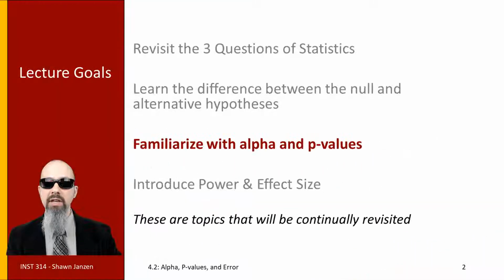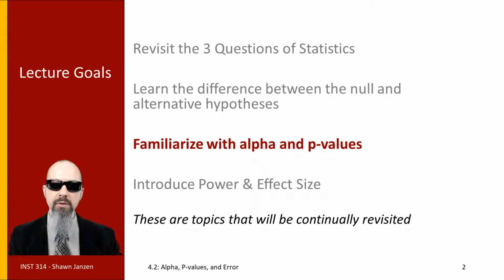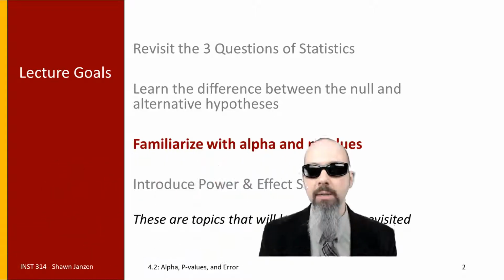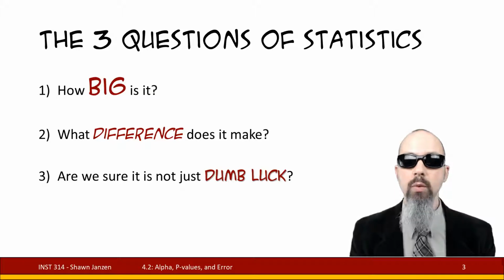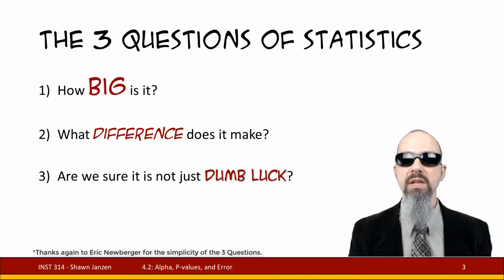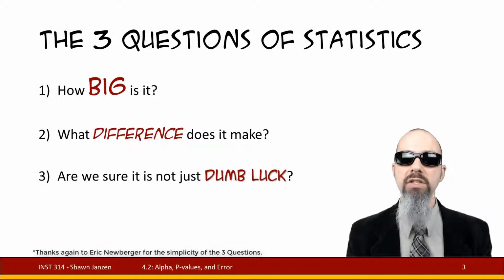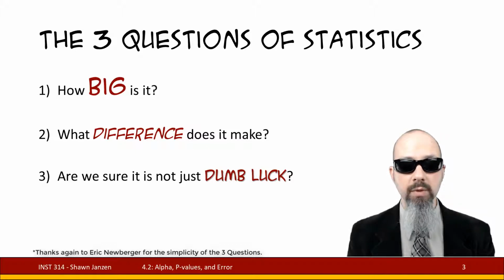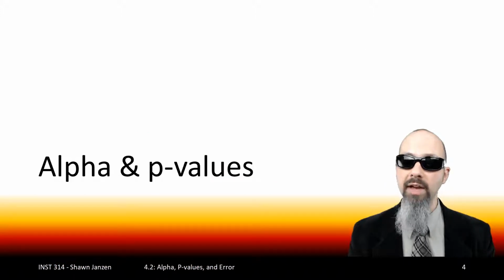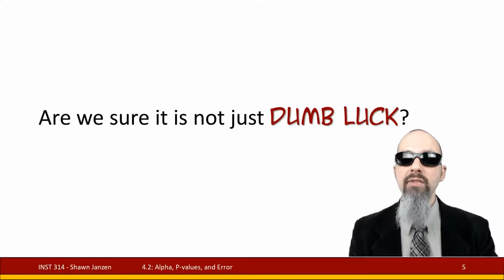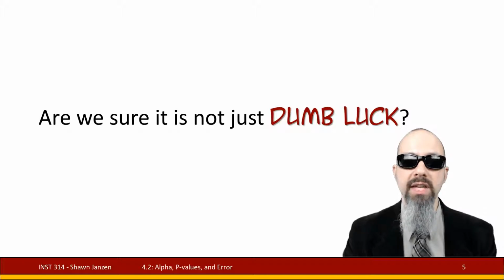Again, we were looking before at the null and alternative hypotheses, and this one we're going to be more so looking at familiarizing ourselves with alpha and p-values, which is one of the fundamental tools in our toolkit to help us determine if we are going to be able to reject the null hypothesis or not. So, revisiting the three big questions of statistics, we're always concerned with how big is it, what difference does it make, and are we sure it's just not dumb luck? Remember the last one, because in alpha and p-values, as we get started, we're going to revisit this idea of are we sure it's just not dumb luck?